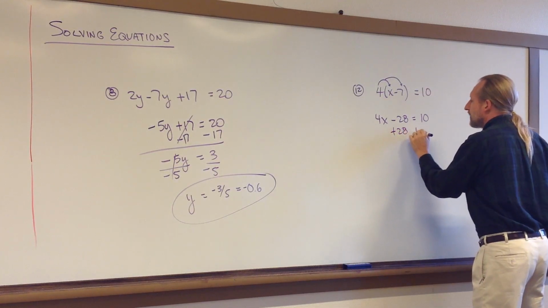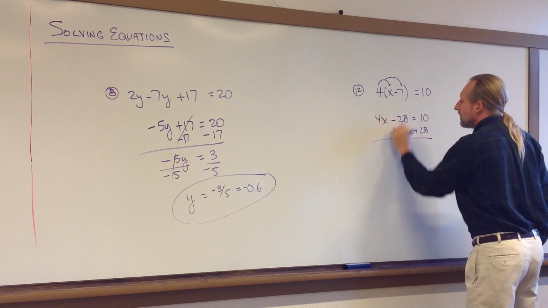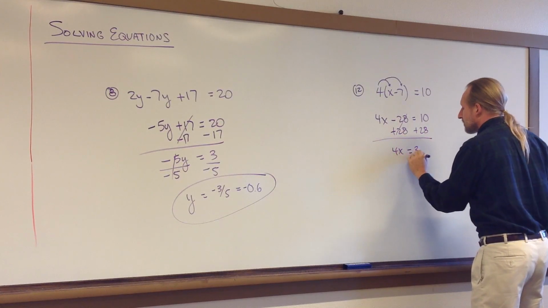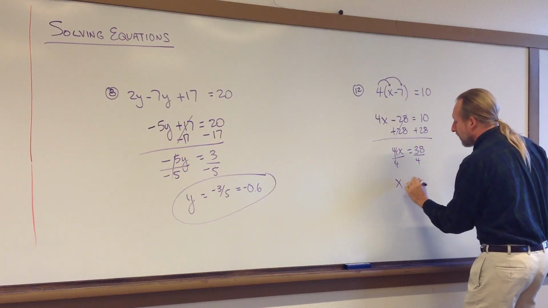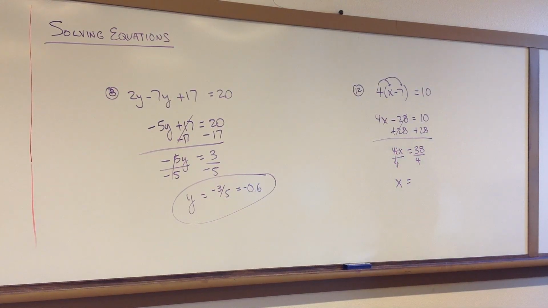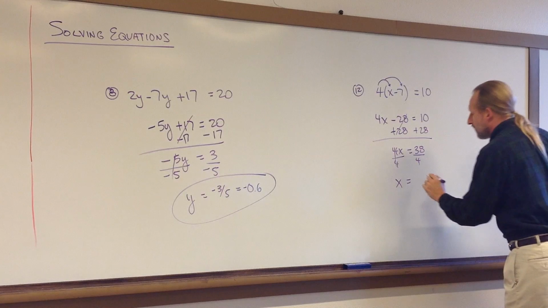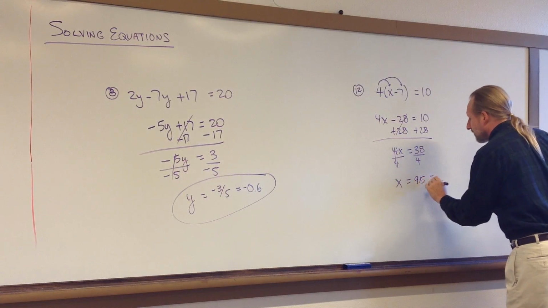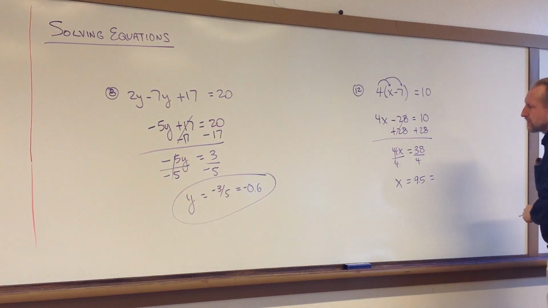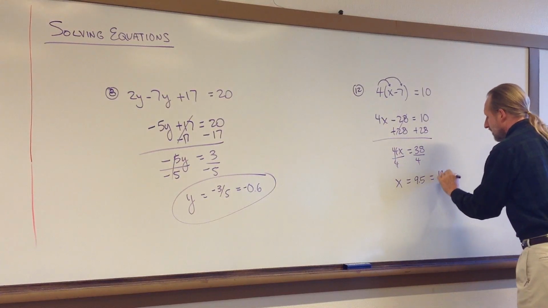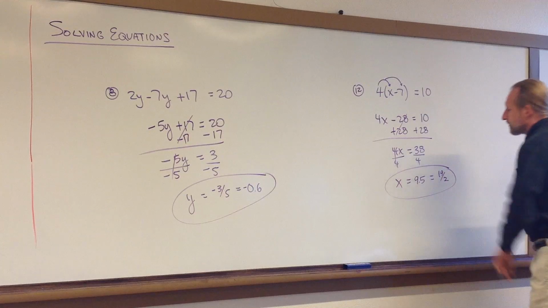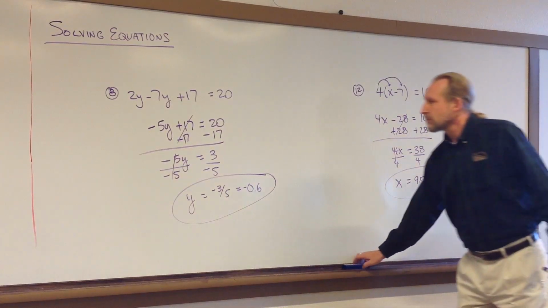Now we add the 28 to both sides. So 4x is 38. Divide on both sides by 4. And so here, let's see, if you do 38 divided by 4, that looks like 9.5. If you like this as a fraction, you would need to reduce this, and I think this would be 19 over 2. And so either one of those answers is fine.